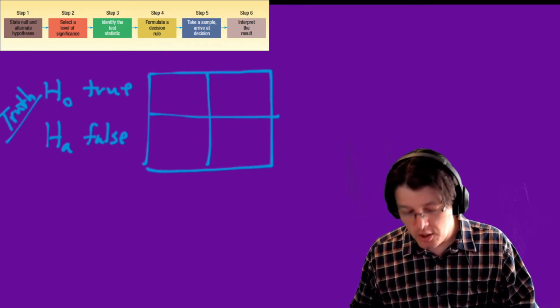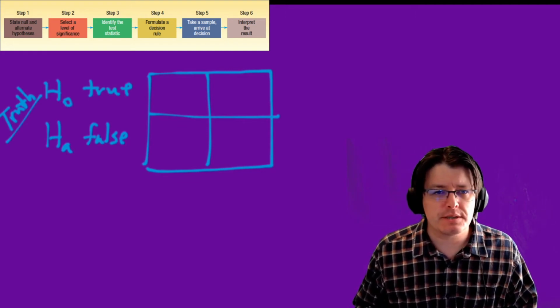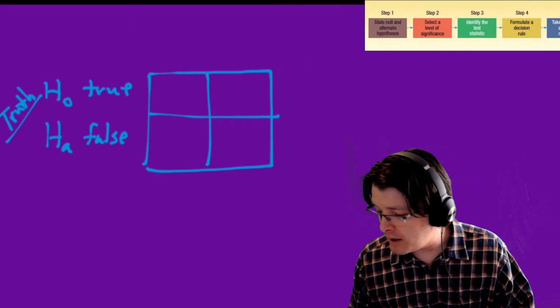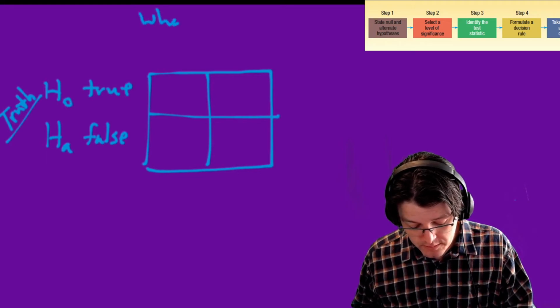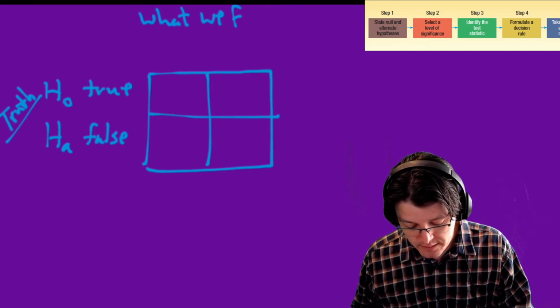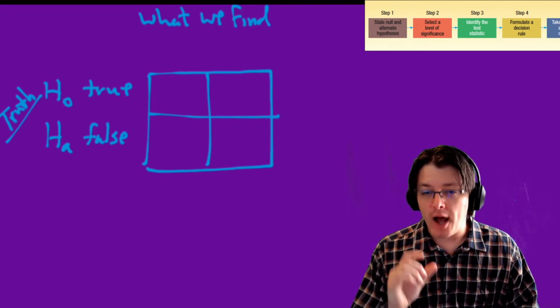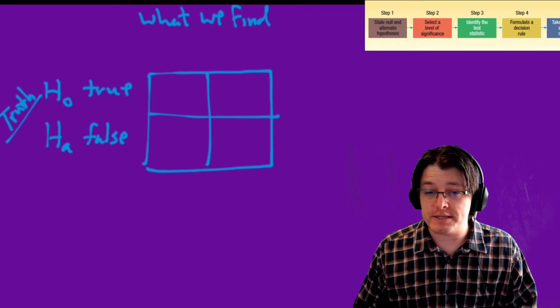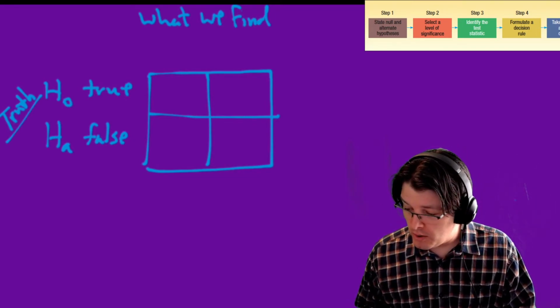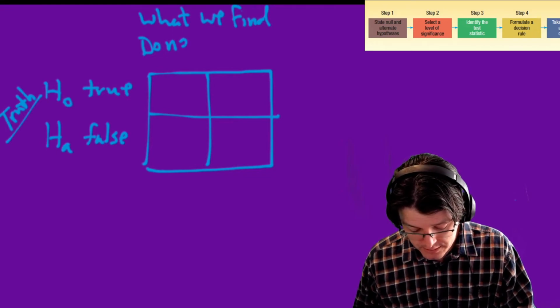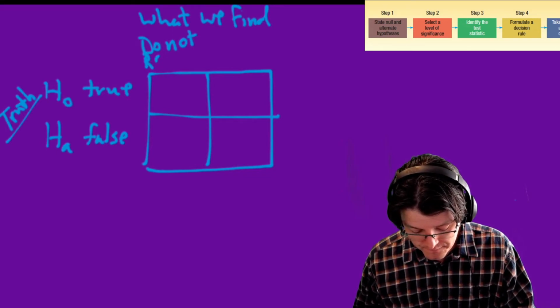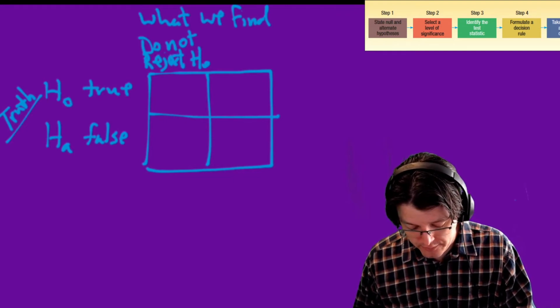But when we run our process, what we find is not always going to be the truth. We hope it is, but sometimes it's not going to be. So we have do not reject the null, and reject the null.